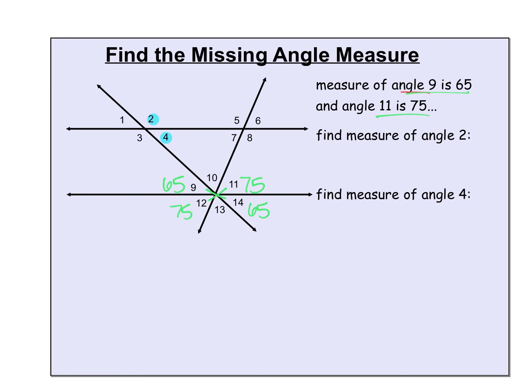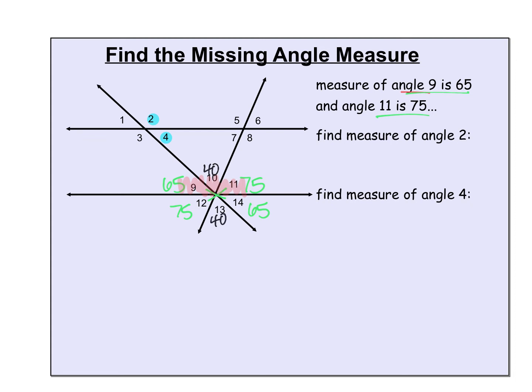And then if I do these three together, I'll highlight the three. If I do these three together, 9, 10, and 11, they make 180. They make a straight line. So if I add 65 plus 75 and then take that away from 180, I end up with 40. So this one is 40. Now that I know that one, 13 is also 40.